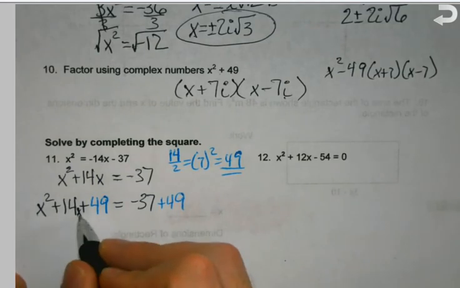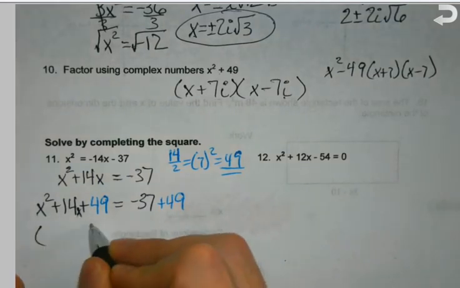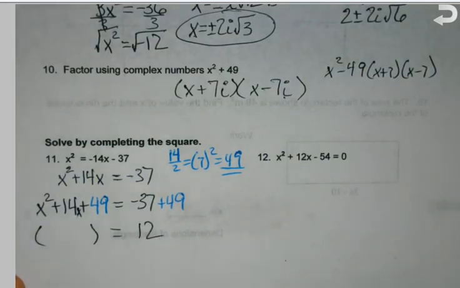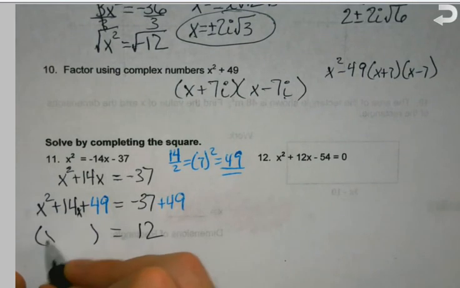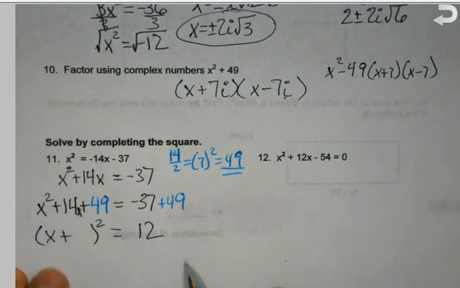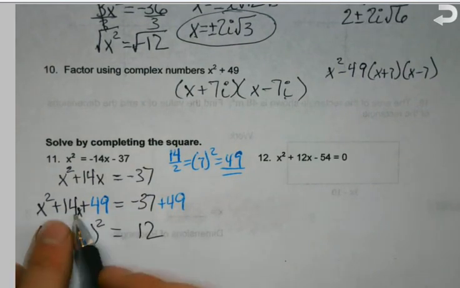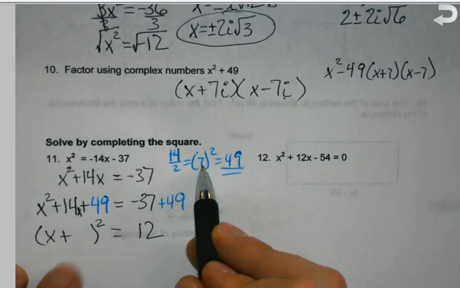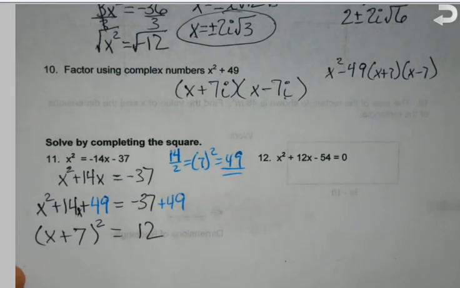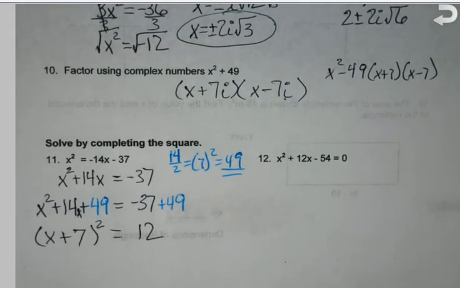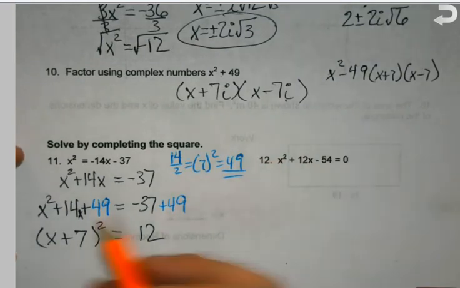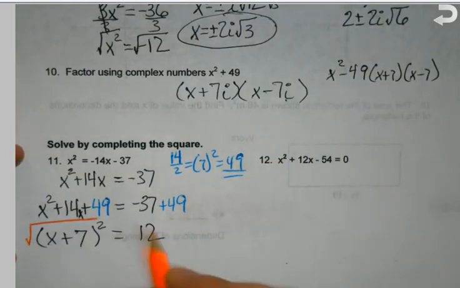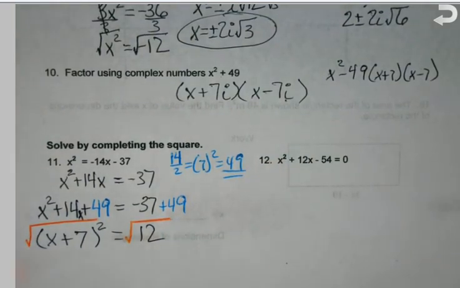Yeah, it's just an x. I lost my x. So here again, the shortcut: what multiplies to 49 and adds to 14? I just steal my 7, 7 and 7. And now it's just like what we were doing up above. Square root it.